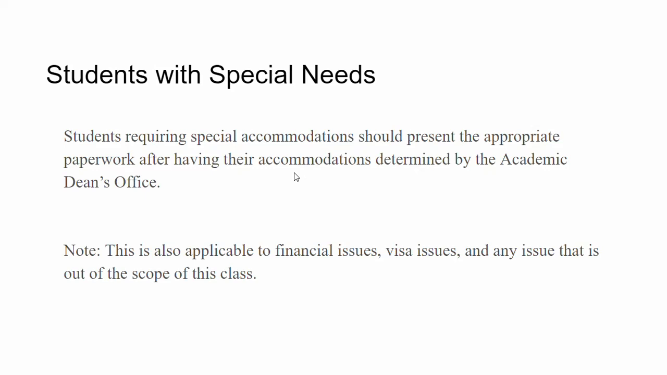Then students with special needs who require special accommodation should present appropriate paperwork after having their accommodation determined by the academic dean's office. Similarly, this is also applicable not only to special needs. This can be extended to financial issues, visa issues, any issue that's out of the scope of this class. If you have a financial issue, a visa issue, a family issue, talk to the academic dean's office, and have a written approval from them. I will be more than glad to help.